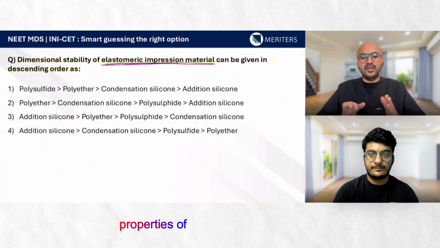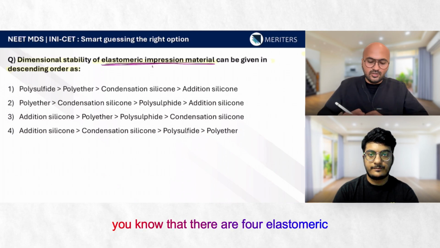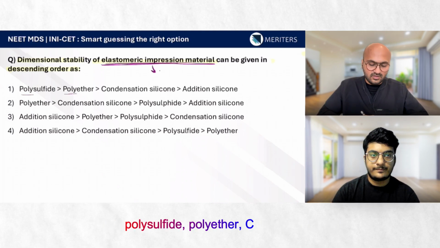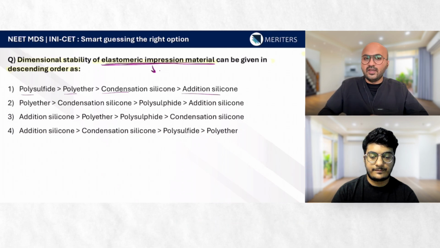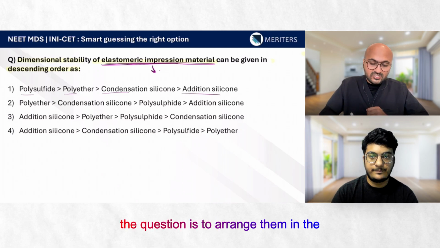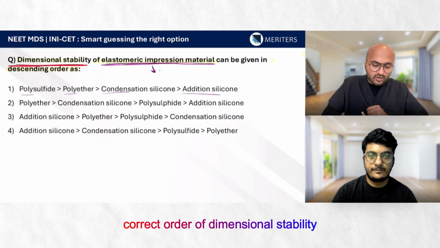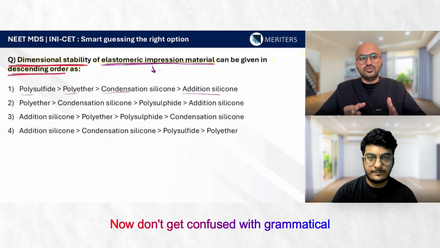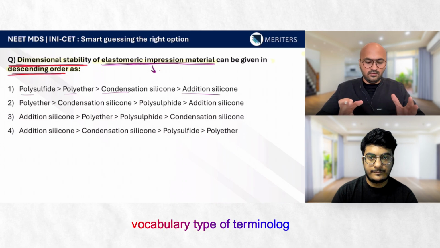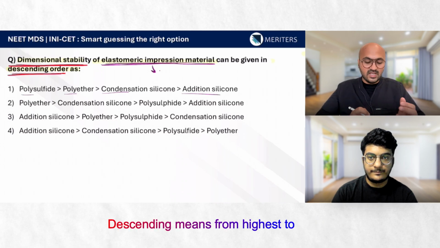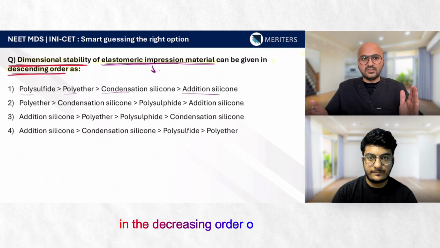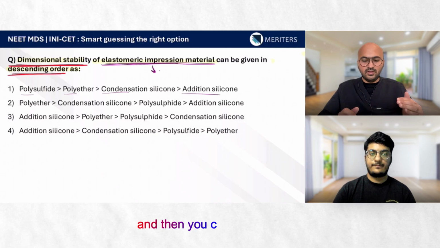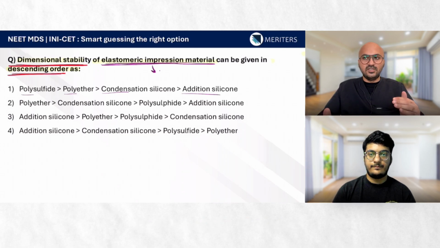Now, in case you have not read the properties of these materials in detail, you know that there are four elastomeric impression materials commonly used, and you can see them in the options here: polysulfide, polyether, C silicon, and A silicon. The question is to arrange them in the correct order of dimensional stability in the descending order. Don't get confused with vocabulary. Descending means from highest to lowest, in the decreasing order of the stability. That means you start with the most dimensionally stable and then you come to the least dimensionally stable.